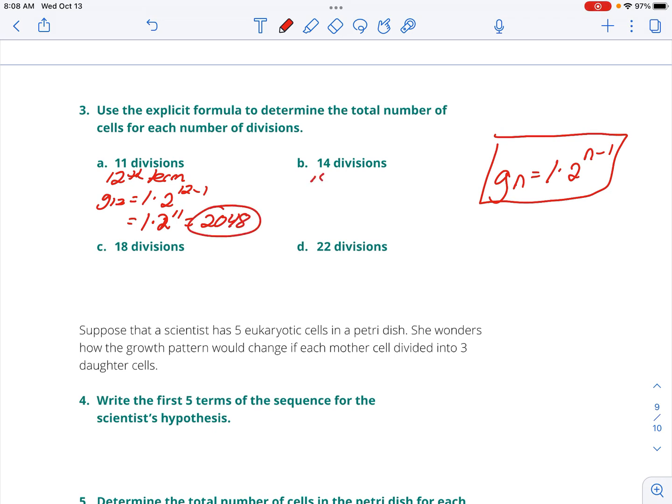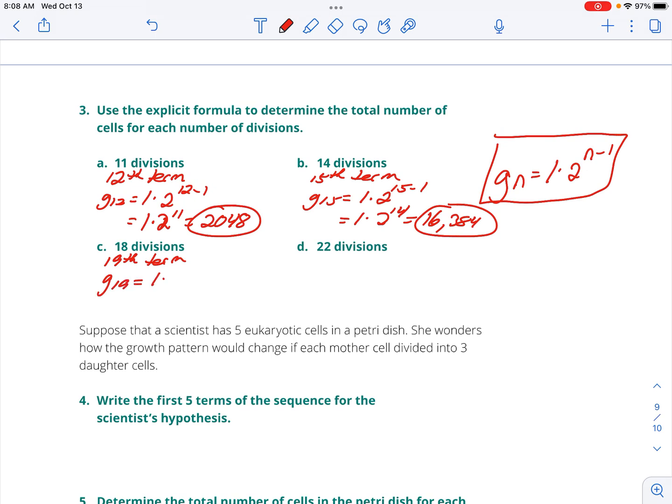On the 14th division, we're talking about technically the 15th term. 1 times 2 to the 15 minus 1. That means we have 14 cell divisions, 2 to the 14th, plug it into your calculator, times 1, and that gives me 16,384 cells. Okay, this is technically talking about the 19th term. So I keep doing the same idea. That means 18 cell divisions. Go to your calculator, punch it in: 262,144 cells.